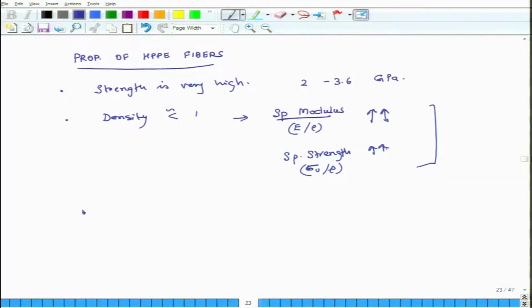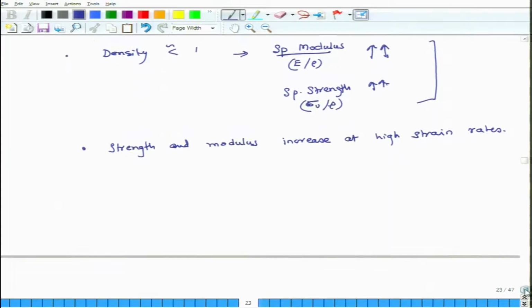Third thing, and this is a very important thing to understand, their strength and modulus increase at high strain rates. So, what does that mean? I will explain it to you, but this is important and very interesting to understand.